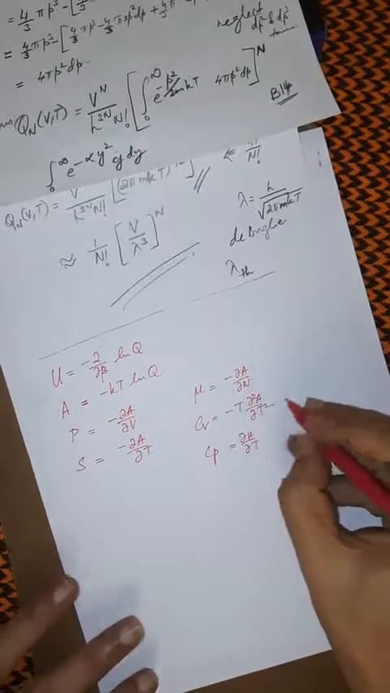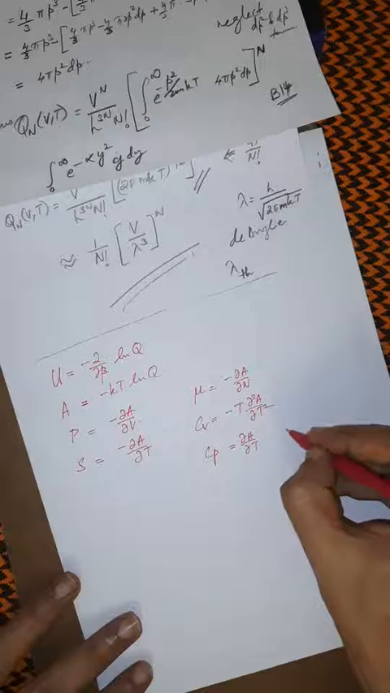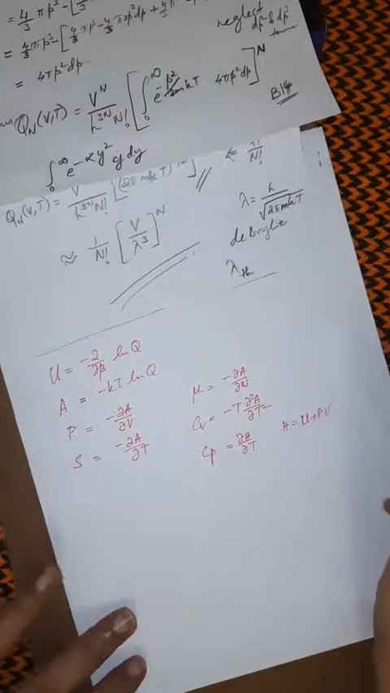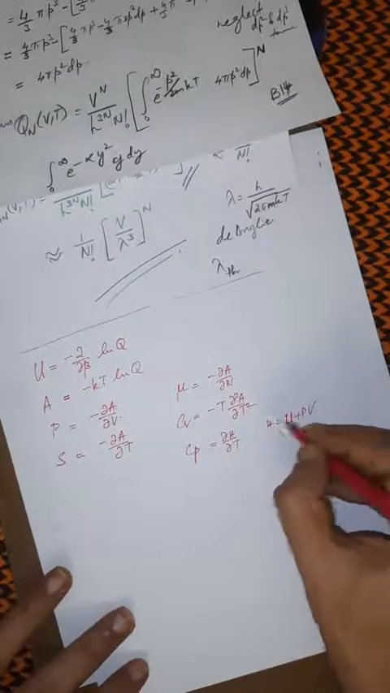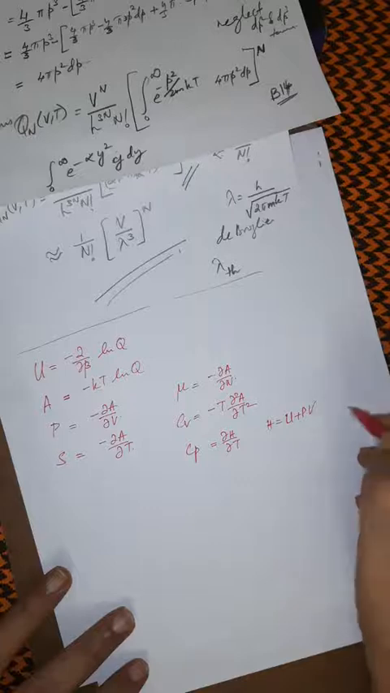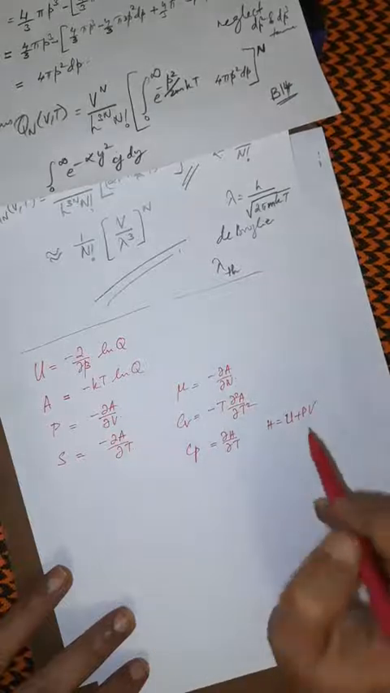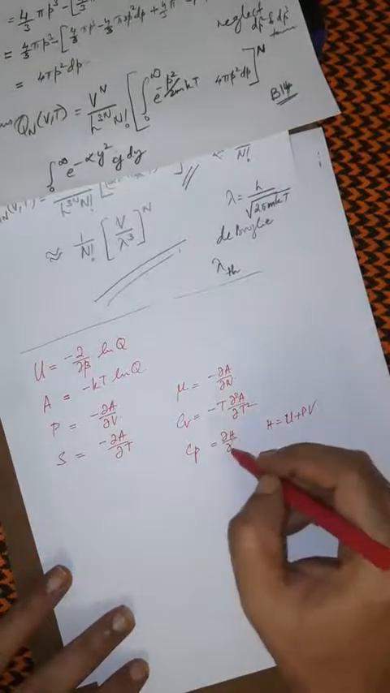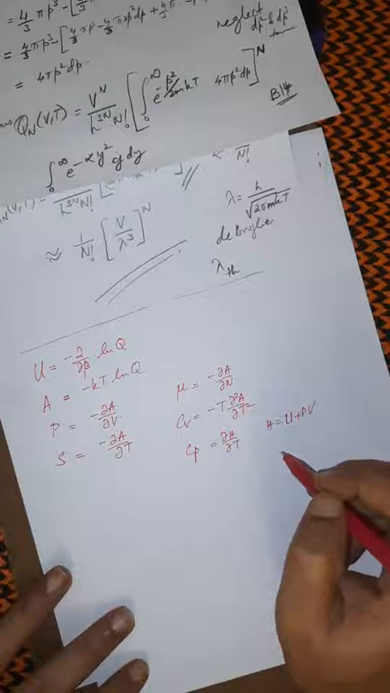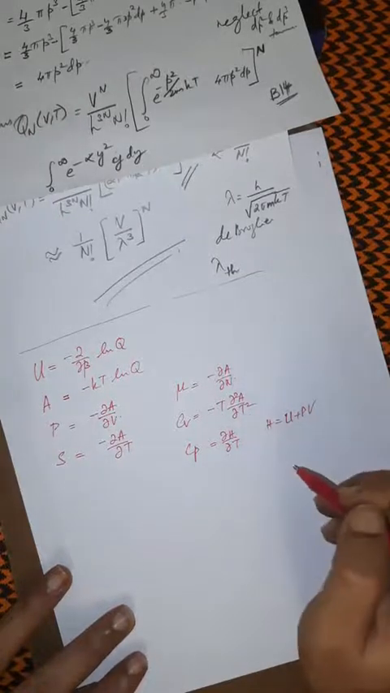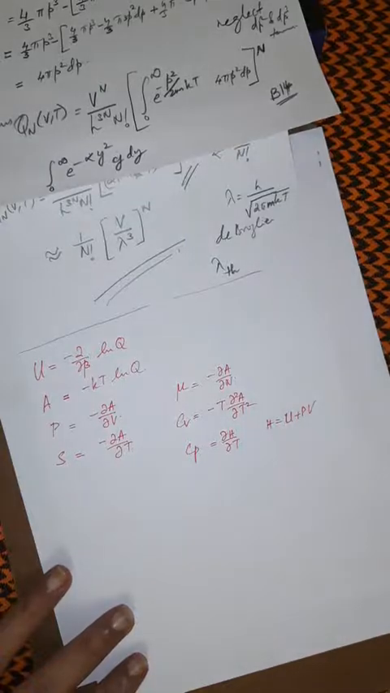So I don't have the H here, but H is equal to what? H is equal to U plus PV. So if you need to calculate the enthalpy H, H is equal to U plus PV. So I have the expression for the U, the P, and therefore I can calculate the Cp also. So Cp is equal to dou H by dou T. Cv is equal to minus T dou squared A by dou T squared. Okay.